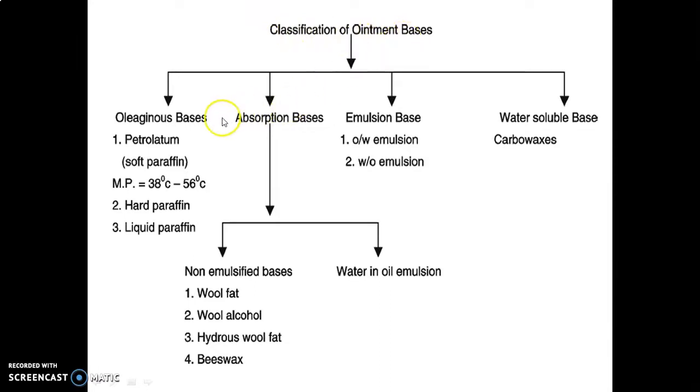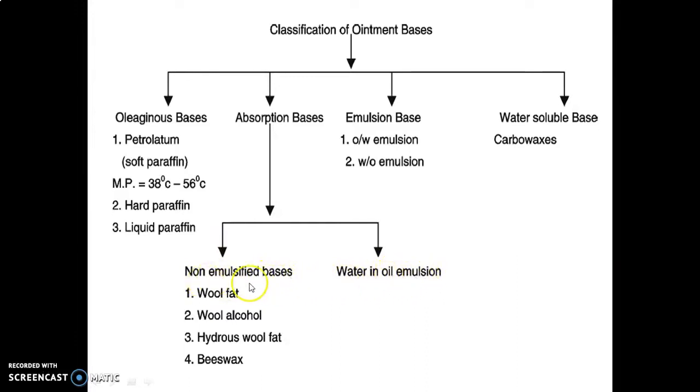There are four main classes: oleaginous base, absorption base, emulsion base and water soluble base. In oleaginous base, the first type is petrolatum, that is soft paraffin, which has a melting point of 38 to 56 degrees Celsius. The second is hard paraffin and the third is liquid paraffin. Absorption bases are again classified into two types: non-emulsified bases and the second one, water in oil emulsion, that is W/O emulsion, in which water is the internal phase while oil acts as the external phase.